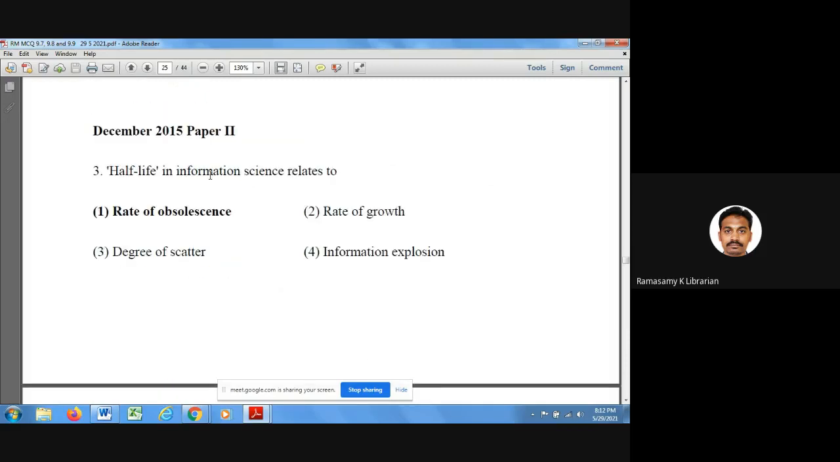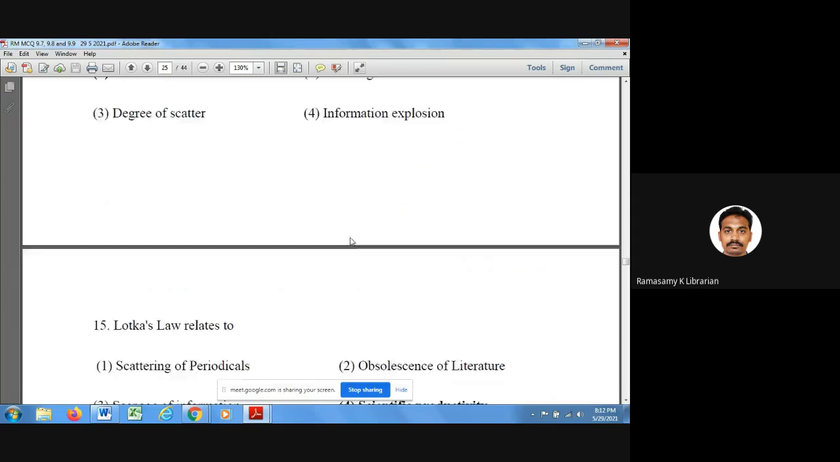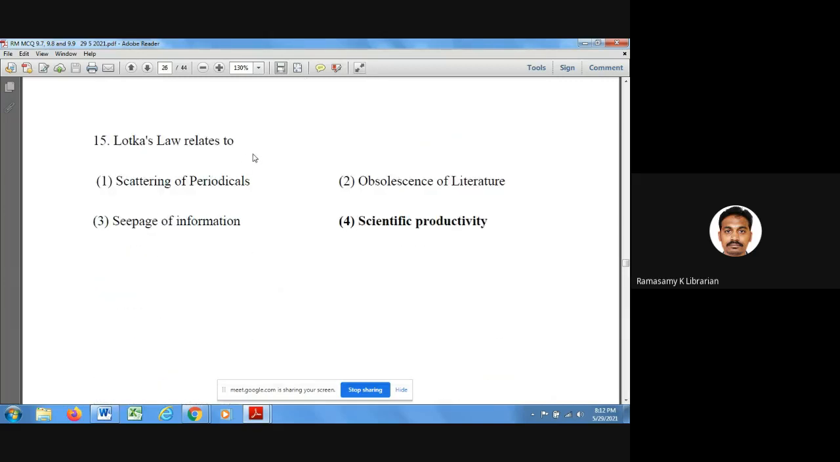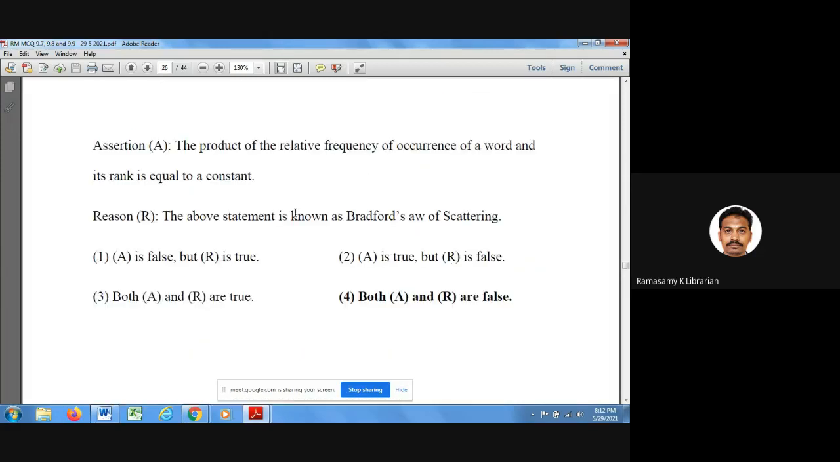Then comes Library and Information Science. I think it's a repetition. Rate of obsolescence, I explained to you already. Lotka's law, once again, scientific productivity. Fine. The product of the relative frequency of occurrence of a word and its rank is equivalent to a constant. So that is what Zipf's law is all about. It is correct. The above statement is known as Bradford's law of scattering. That is wrong because this is Zipf's law. Bradford's law of scattering is something different, where we talk about 1:n squared.